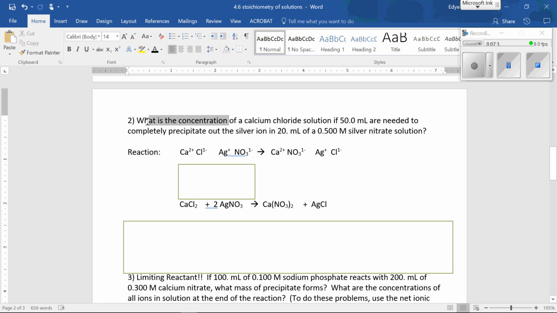And they've asked me, what is the concentration? You have to recognize concentration means molarity. You might want to write that down. Concentration is capital M. Capital M is read as molarity or molar. It's the same as concentration. So that's the question mark here.